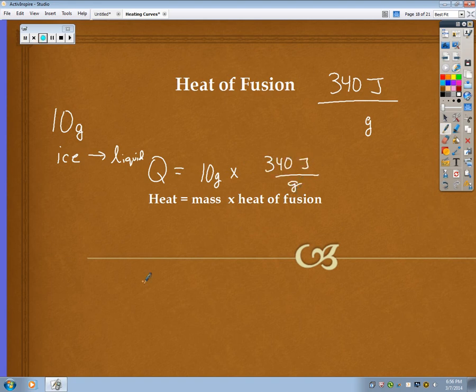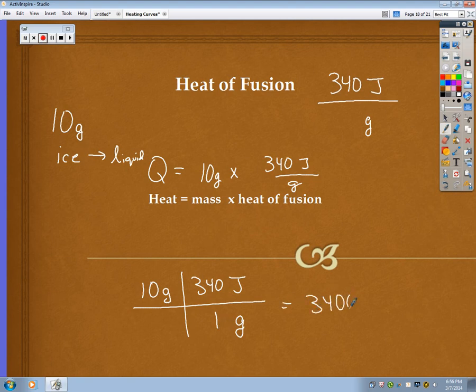Or you can use your good old train tracks. I have 10 grams. I don't want grams, I know how many joules I have, and look what I have here. 340 per every 1 gram. So, what's 10 times 340? That's how much energy it takes to melt 10 grams of ice. For every 1 gram of ice, it takes 340. If I had 2, it takes twice the amount. 3 times. So if I have 10 grams, it's 10 times that.